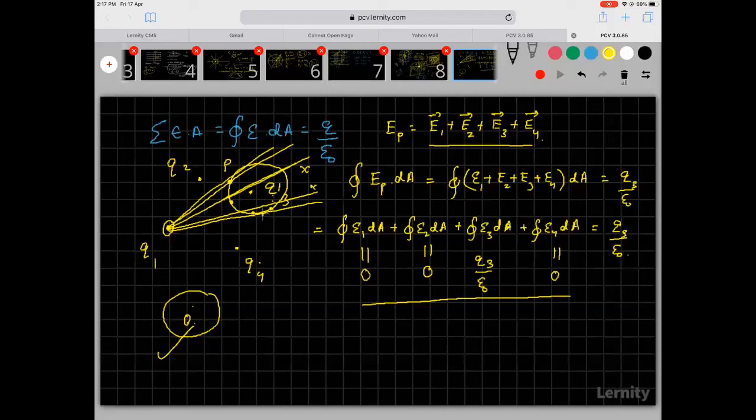Now this one will have an area vector this way. This will have an area vector this way. So if one is positive, the other one will be negative. So the total will be 0. So the net field lines from Q1 which are cutting this surface give zero flux.